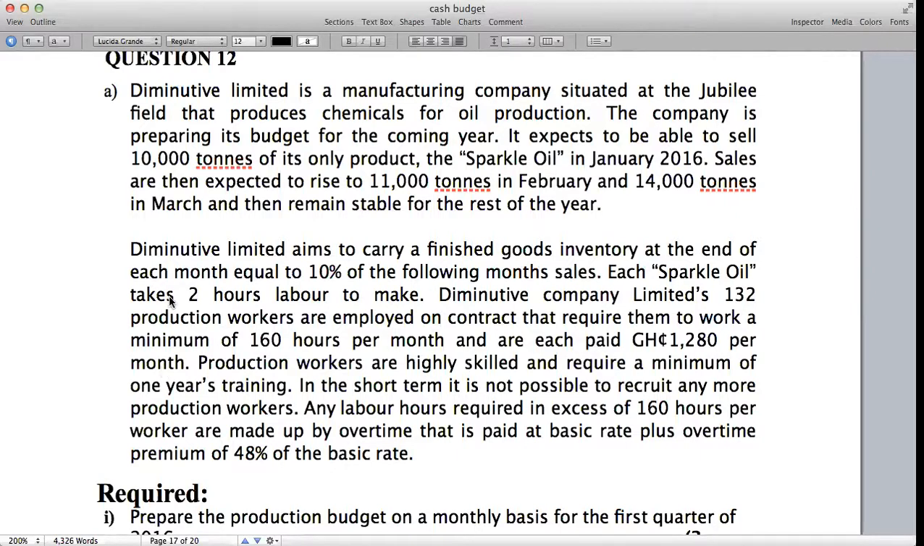So it says sales in January 2016, so January is 10,000. So it's 10,100. Yes, kindly do the calculation again and let's see. Yes, because that's 10,100.